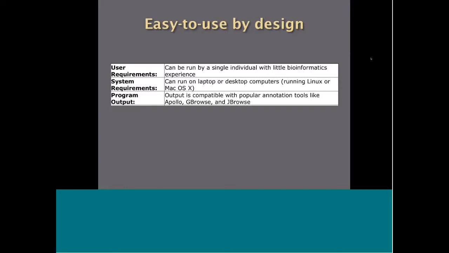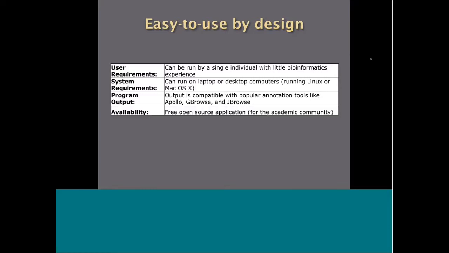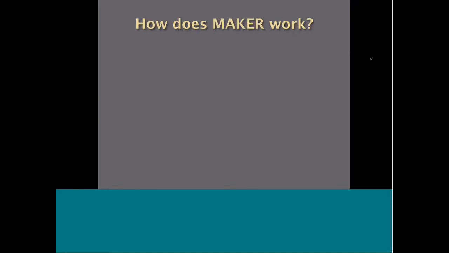For example, you can use Apollo to manually manipulate Maker annotations. You can use programs like JBrowse or GBrowse to view those annotations online, or you can use other GMOD tools to perform other types of downstream analysis with the gene models and annotations. And of course, Maker is a free and open source tool for the academic community.